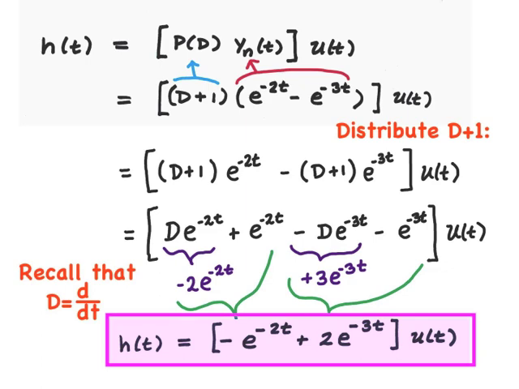You can see that finding the impulse response h of t is a rather involved procedure. First you have to find yn, and then you have to carry out the operation of p of D on yn. You should note that this method only works on linear systems which are described by the differential equation q of D times y of t equals p of D times x of t. If the linear system is not in this form, we cannot use this method to find h of t.